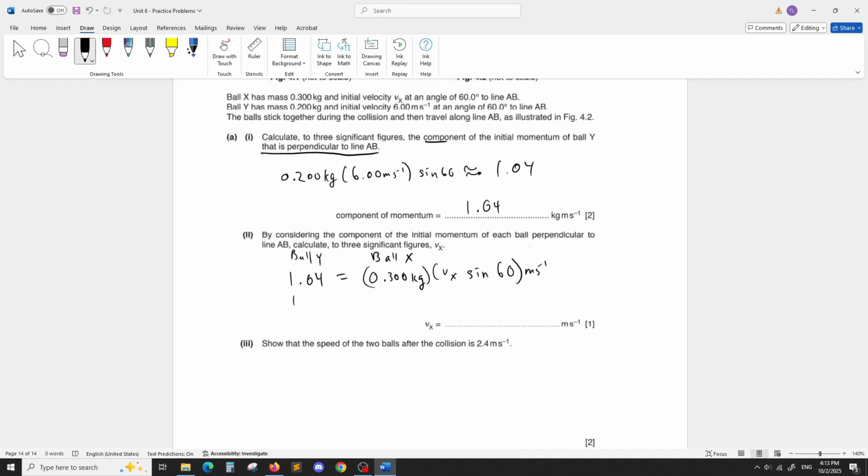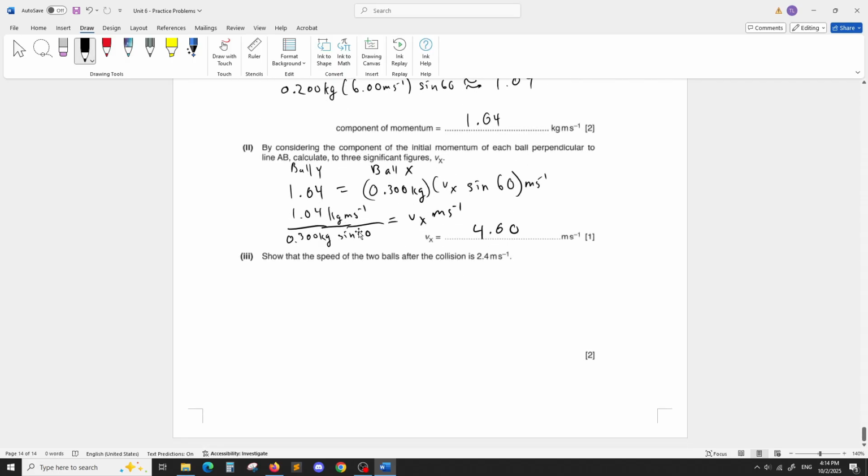And then you can just divide it. 1.04 divided by 0.300 kg divided by sine 60, which is equal to Vx meters per second. And then it turns out that Vx is actually 4.00, sorry.